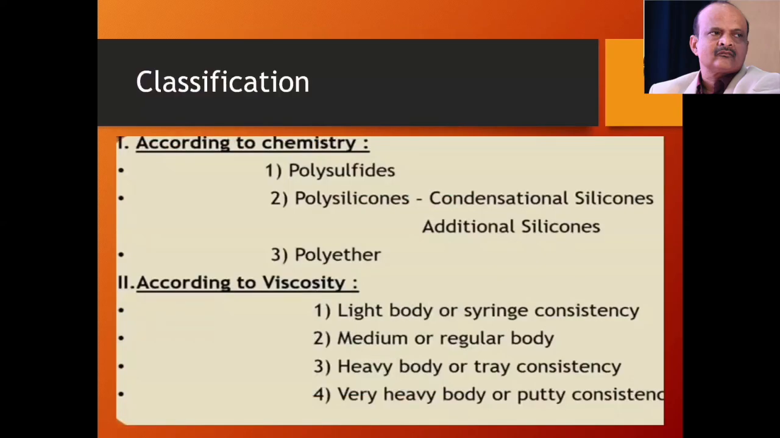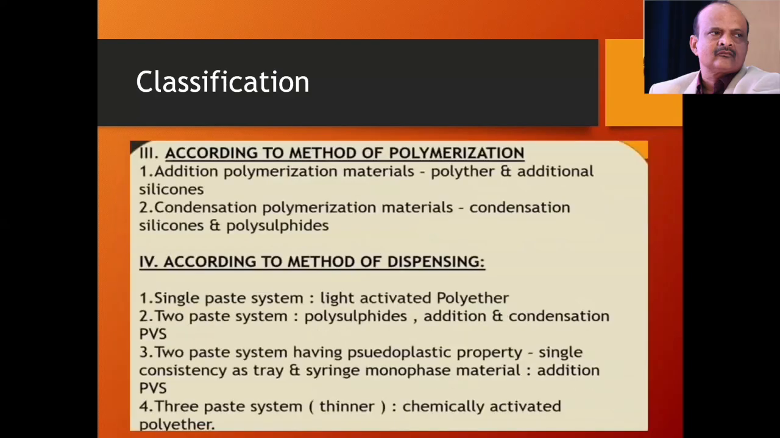Elastomers can be classified according to the chemistry as polysulfides, polysilicones, condensation silicones, addition silicones, and polyether. Then according to the viscosity, they are light body or syringe consistency material, medium body or regular body, monophase material, heavy body or tray consistency, very heavy body or putty consistency. According to the method of polymerization, addition polymerization materials like polyether and addition silicone do not have any byproducts. Then the condensation polymerization materials like condensation silicones and polysulfides.